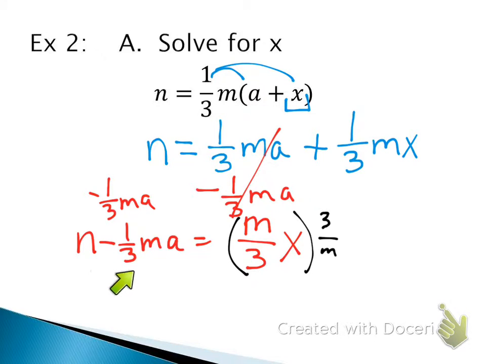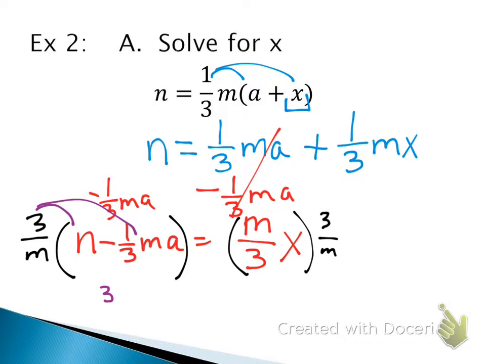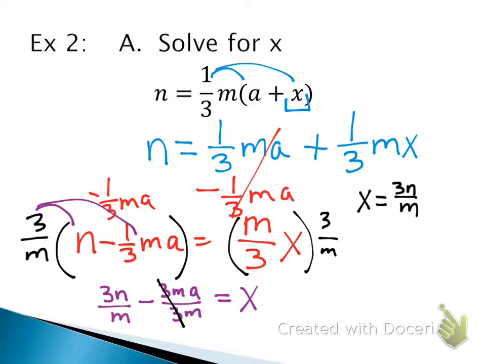Now, when you're multiplying over here, see how this is a binomial? Two terms? You actually have to distribute the 3/m. All right, so that gives us 3n/m minus 3ma/3m. Everybody see that? And then that equals x. Now, I would definitely not leave it like this. We want the x in the front. We have 3n over m. What happens to the 3's? What happens to the m's? Yeah, so it's just going to be minus a.